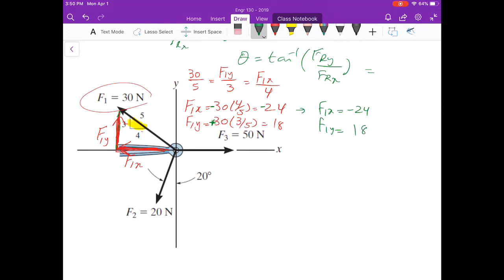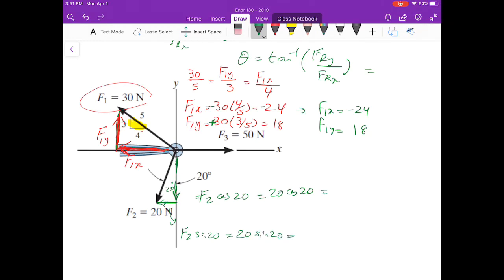F2 is down here. The x component would be F2 cosine 20, sorry, the y component, because the y is adjacent. If you look at 20 degrees here, the y is adjacent and the x is the opposite. So opposite will be F2 sine 20. I'm going to simplify it. The value for F2 is 20, so I got 20 cosine 20 for y, and for x I got 20 sine 20.